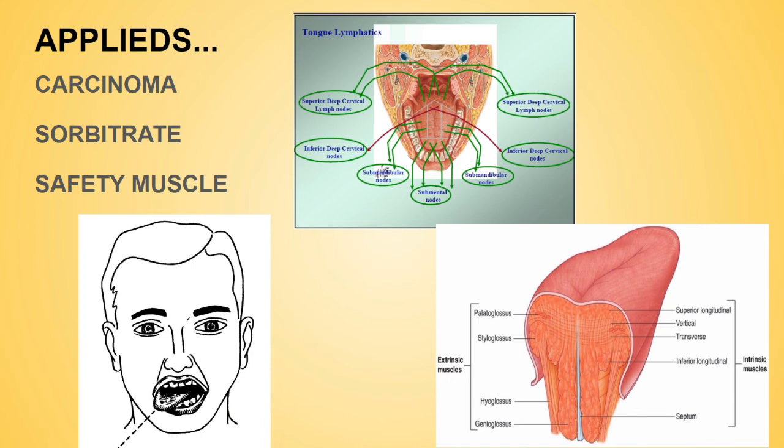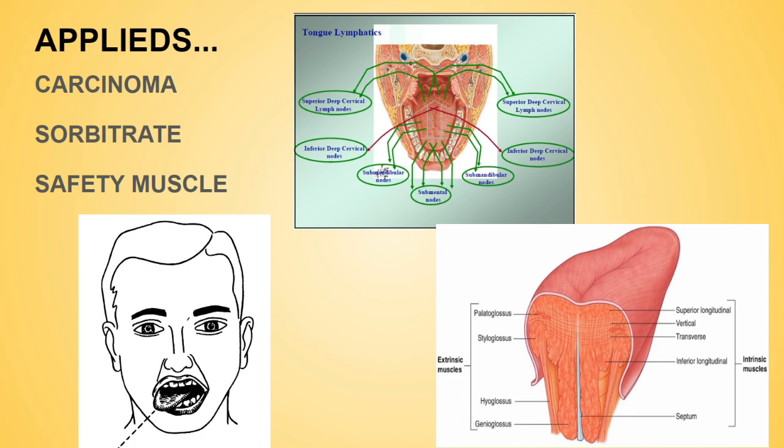The genioglossus muscle is also known as the safety muscle. Very important viva question: what is the safety muscle? That is the genioglossus muscle. It is known as the safety muscle of the tongue because if this muscle is paralyzed, the tongue will fall back on the oropharynx and block the air passage. During anesthesia, the tongue is pulled outward, or forward, to clear the air passage.